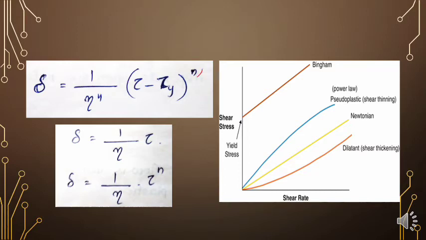This n is the power law constant, and eta double dash is the apparent viscosity. So in an ideal Newtonian liquid, tau y will be 0. That is, it starts from the origin. That's why shear stress will be 0, and n is equal to 1. That is, the power constant will be equal to 1.